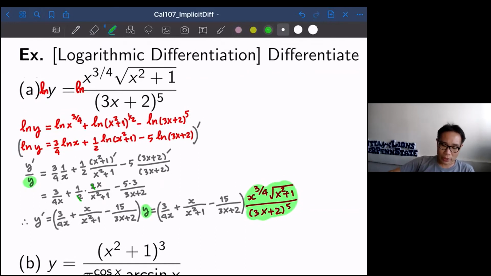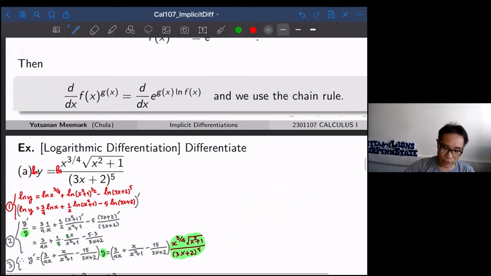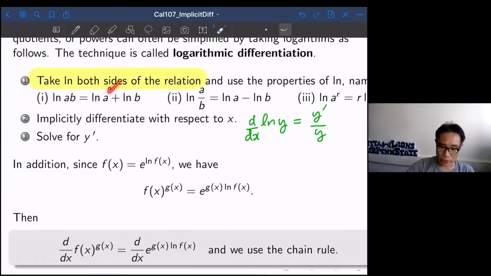So you see it consists of three steps. The first step, which I marked in red, is to take log of both sides and simplify. The second step is to differentiate. The third step turns out to be solving for y prime. So this is what I said would be 1, 2, and 3.